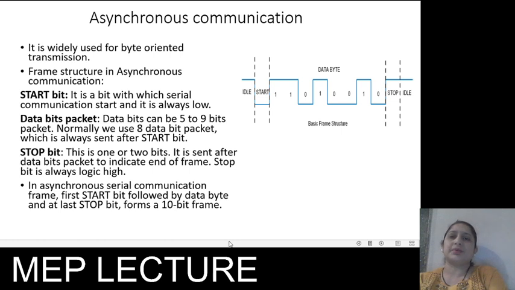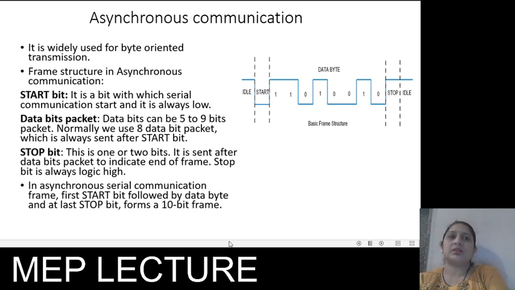When we want to transfer the data bit by bit, to indicate the start of transmission of data bits, we insert one start bit, which is always low. It is always put before the data bits. After that, we put 8-bit or 9-bit data. In 8051, we put 8-bit data, and then we insert the last bit, that is the stop bit, which may be 1 bit or 2 bits, and it is always high. So start bit, then data bits, and then stop bit is called the data frame.